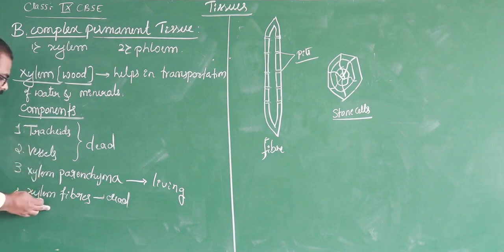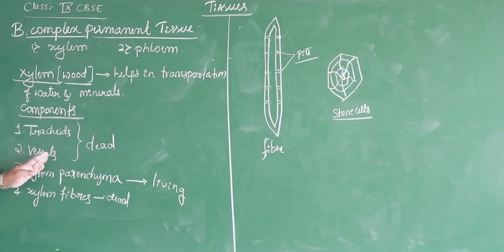They mainly provide mechanical strength, and among them, the vessels mainly help in transportation of water and minerals. And xylem parenchyma stores the food. Hence, it is called xylem parenchyma. In the previous class, we said that parenchyma associated with xylem is called xylem parenchyma. So here, xylem parenchyma mainly helps in storage of food substances. So this is about one of the complex tissues, that is xylem.